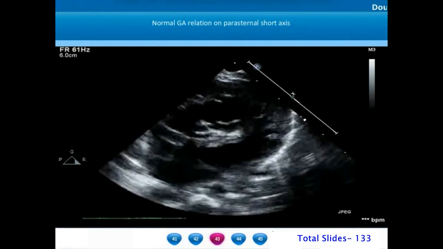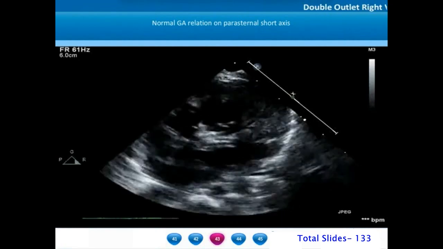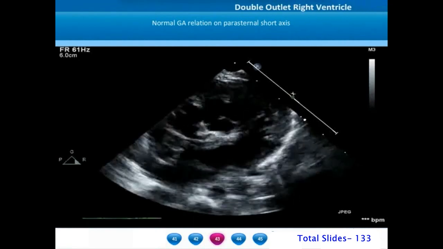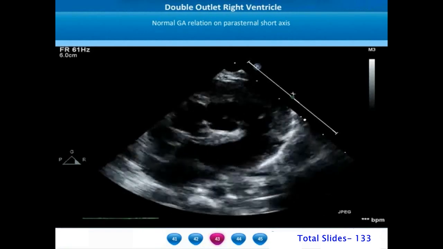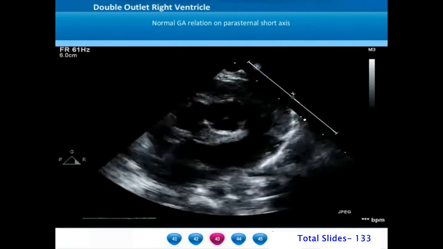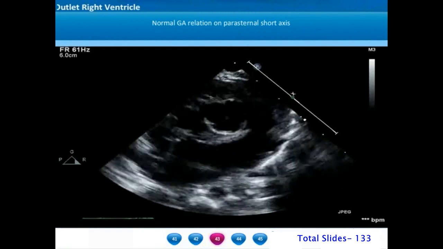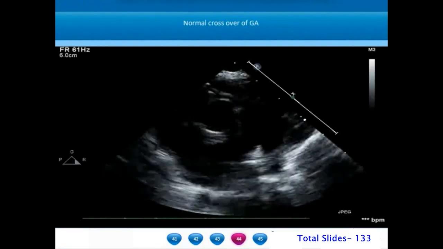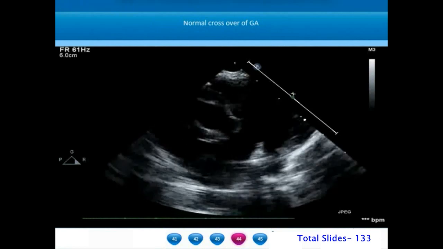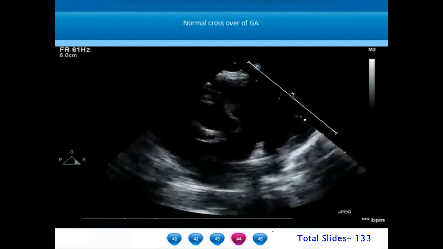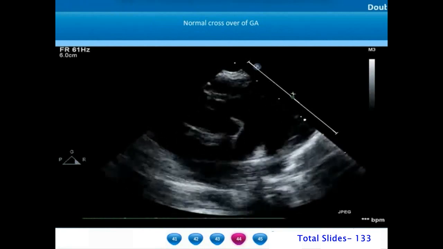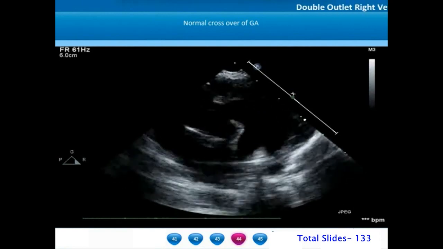On a parasternal short axis view, we can appreciate the normal relationship of the great arteries, where the pulmonary artery is left and marginally anterior. We can also appreciate a normal crossover of the great arteries. The main pulmonary artery is wrapping around the aorta on its left side.